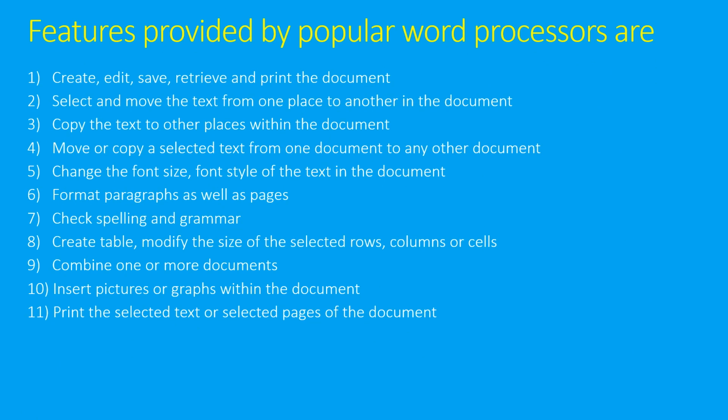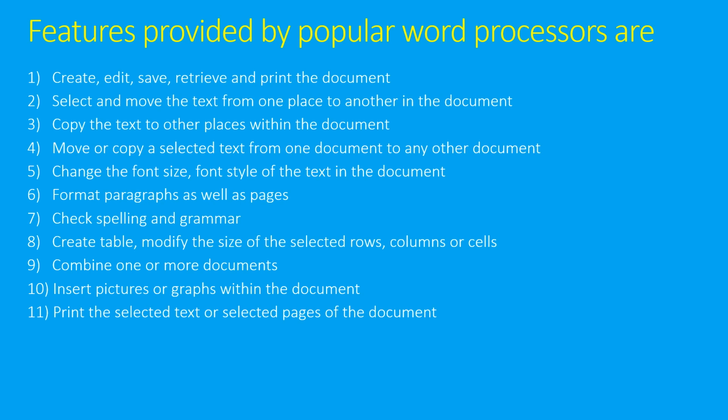Next is the features provided by word processor software. First, create, edit, save, retrieve and print the document. Next, they also provide the facility to select and move the text from one place to another in a particular document or to another document. They provide the facility to copy text to another place within the document. Means if you have any other document, then from that document you can copy the text and paste it into the word processor software. Next is move or copy selected text from one document to another document.